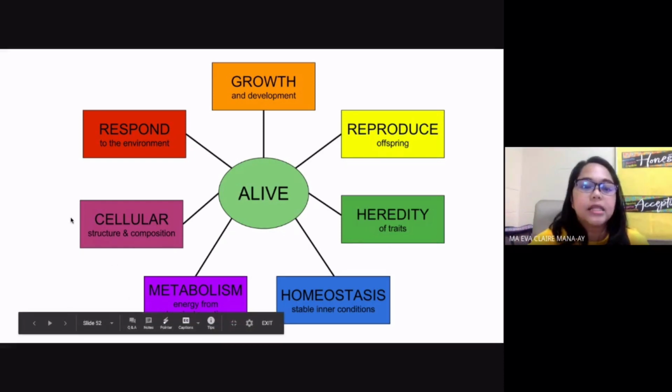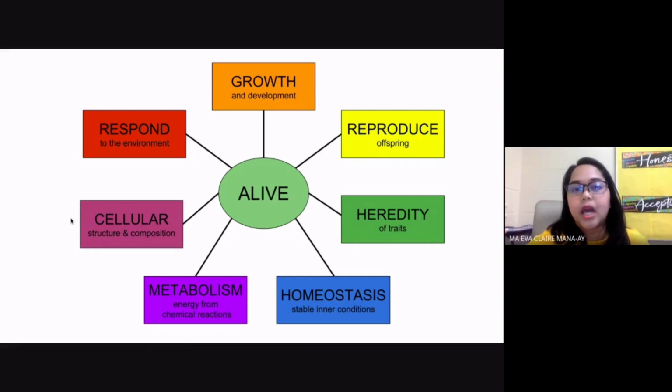Now, second to the last here, very important, is that the object should have cellular organization. Its body should be made up of cells. We all know that all living things are made up of cells. That's part of the three principles of your cell theory. So a living thing, an organism, should have a body made up of cells. It can be just one cell in a unicellular organism. It can also be many cells in multicellular organisms. So cellular composition, cellular structure, cellular organization, very important. For you to say that something is living, it should have cellular organization.